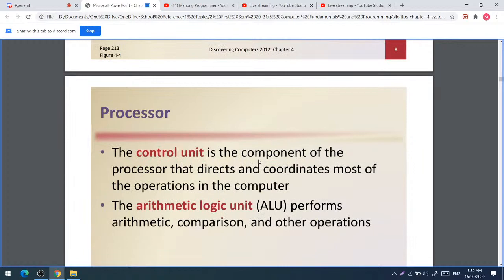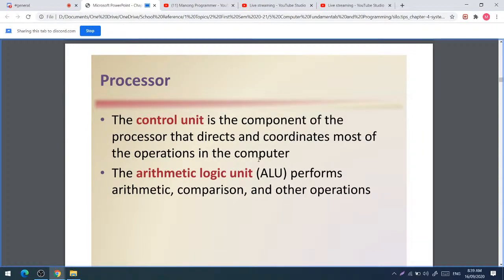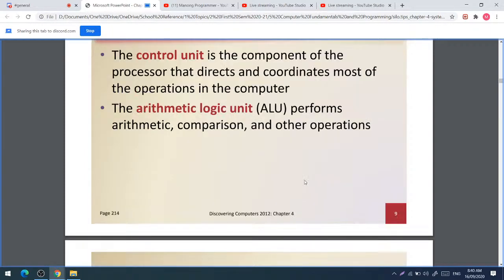Okay, so this is the control unit. The control unit is a component of the processor that directs and coordinates most of the operations in the computer. Yan yung sinabi ko kanina na siya ang pumipili kung anong operation ang i-execute. Then the arithmetic logic unit or the ALU performs arithmetic, comparison, and other operations.